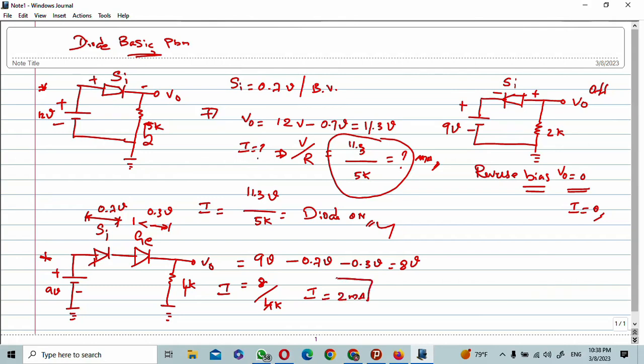So we need to mention it as milliampere because the current in the forward direction is always in milliampere. In the reverse direction it is in microampere, and for that reason it is a negligible value.